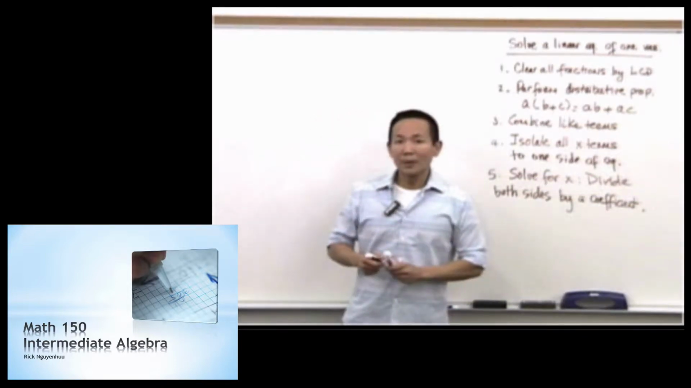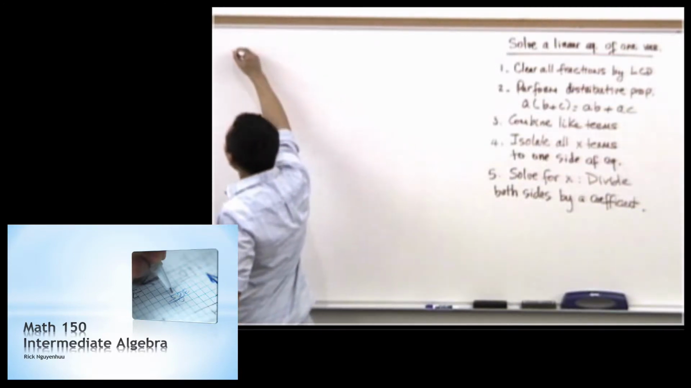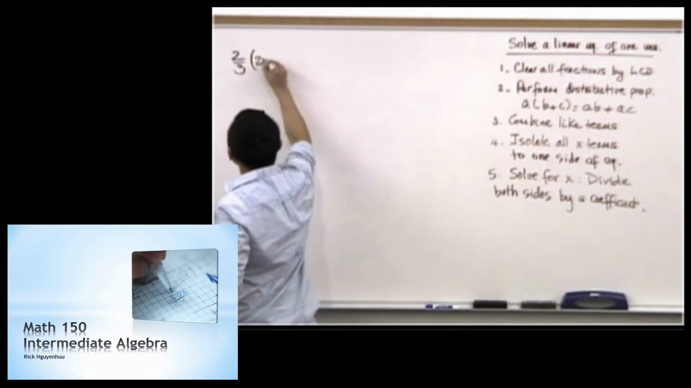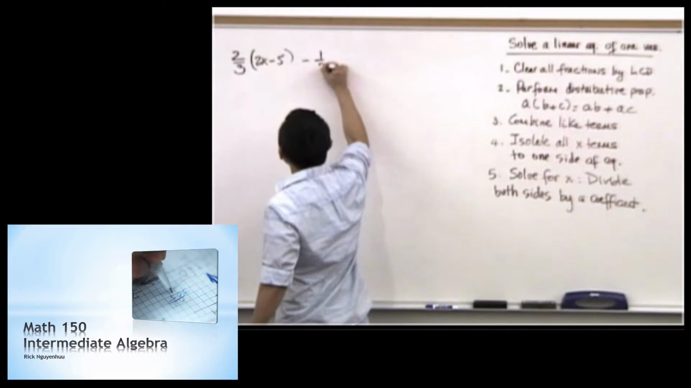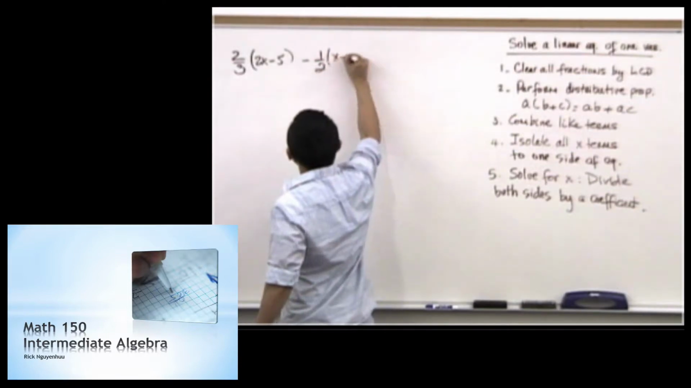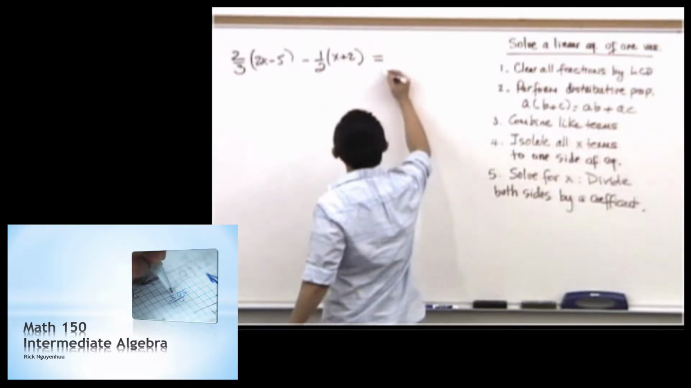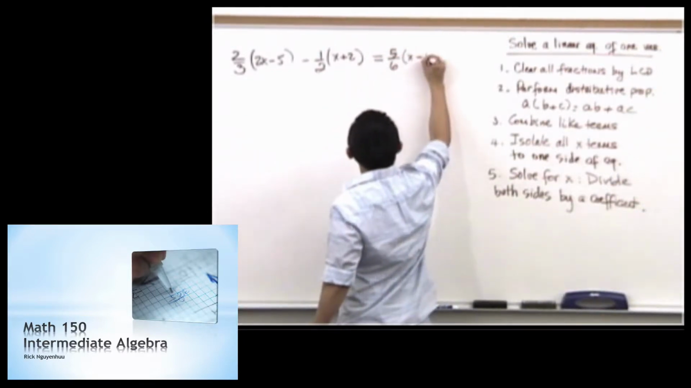Let me give you an example, a linear equation of one variable. I have 2/3 times (2x minus 5), that's one term, take away 1/2 times (x plus 2), the second term, equals 5/6 times (x minus 1).